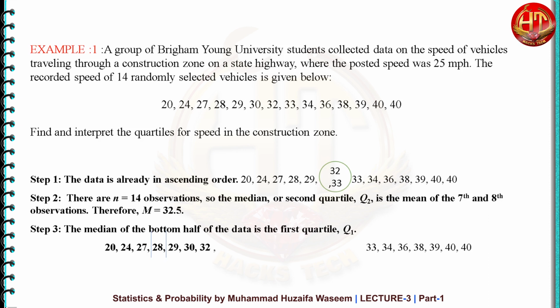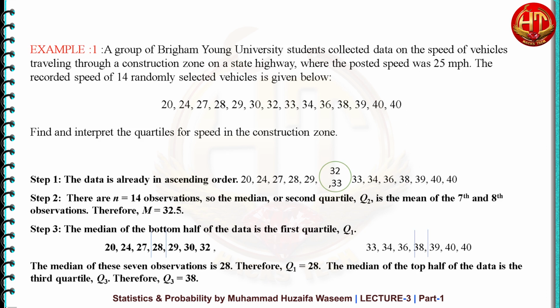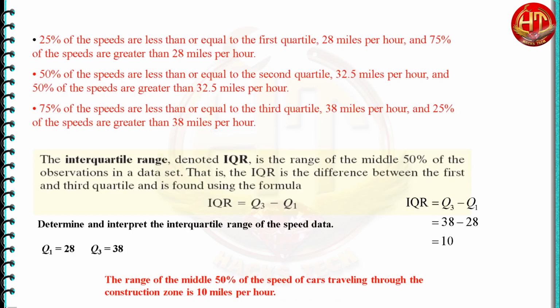Similarly, the same procedure for the third quartile. Divide the series into two equal parts. 3 observations are on the left hand side and 3 observations are on the right hand side, and 38 is your third quartile value. The Q1 answer is 28 and the Q3 answer is 38. So how can you pass the comment with the help of quartiles? Let's see.